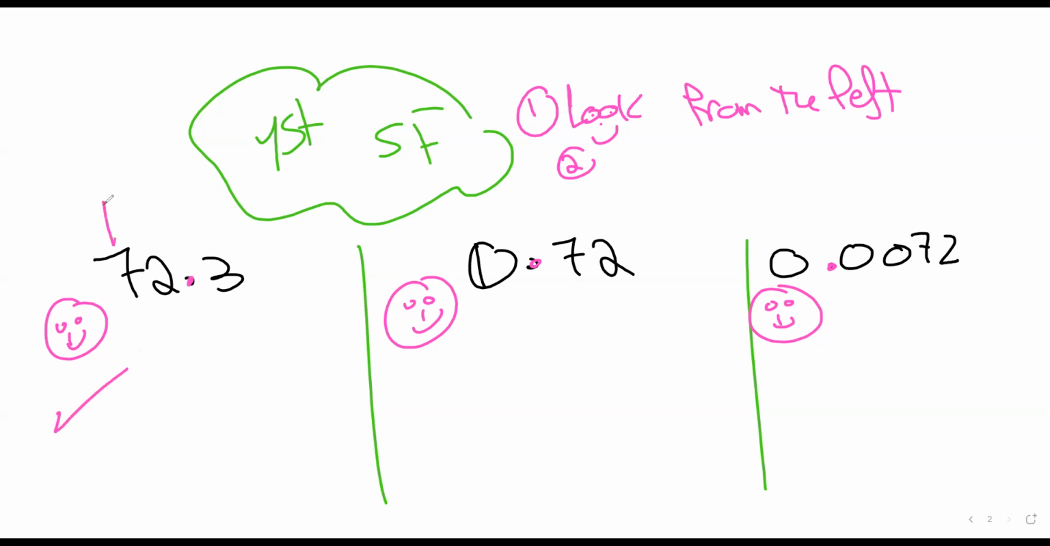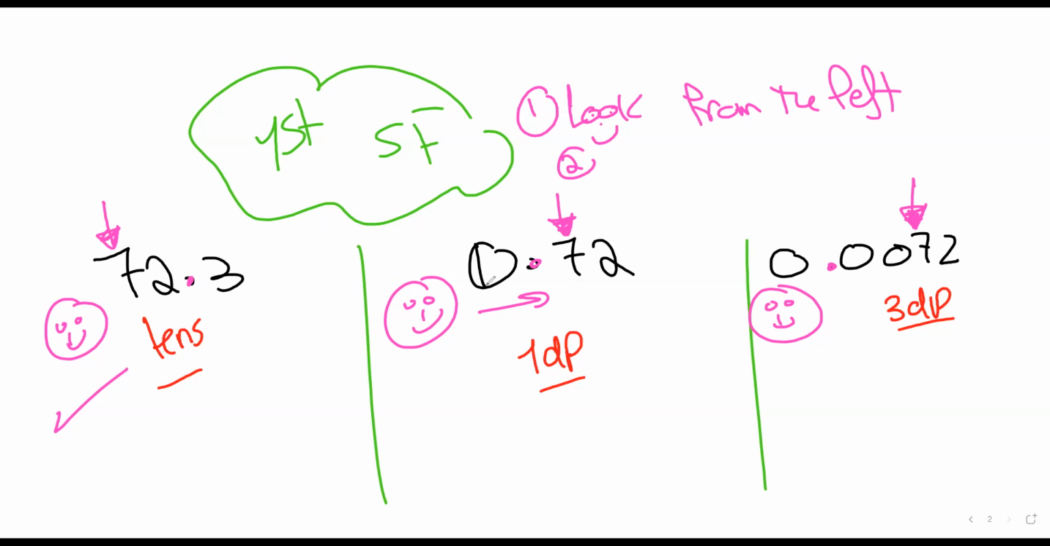So here for instance the 7 is the first significant figure. Here too, from the left, the first number that is not a zero is the first significant figure. If you notice, the first significant figure here is in the tens place. The first significant figure here is in the first decimal place. The first significant figure here is in the third decimal place. So the place value of the first significant figure depends on its position in the number.